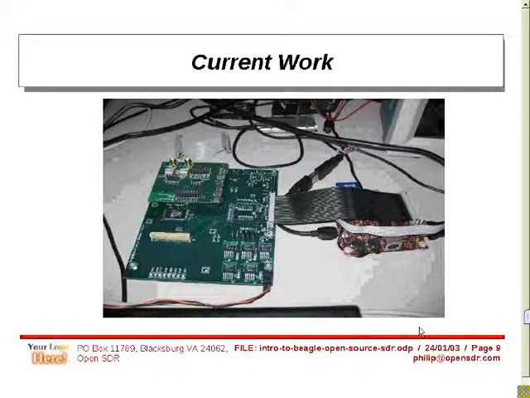Basically, we feed the RF down to the board that you see to the left of the Beagle board, and it contains an A to D converter and the largest Altera FPGA we could find that was in a quad flat pack to avoid the BGA mounting issues.